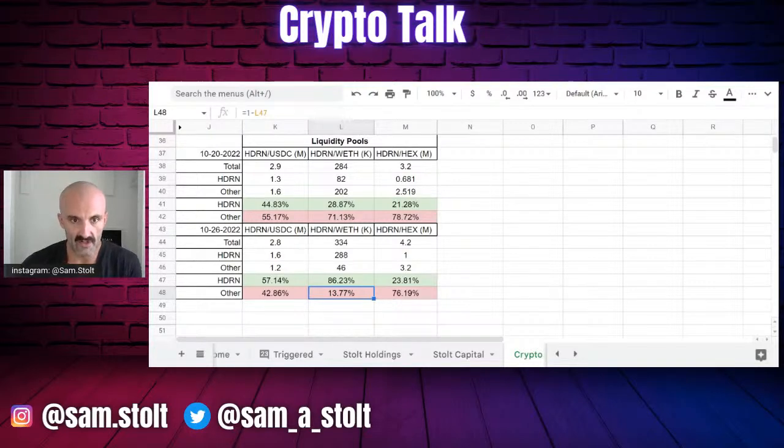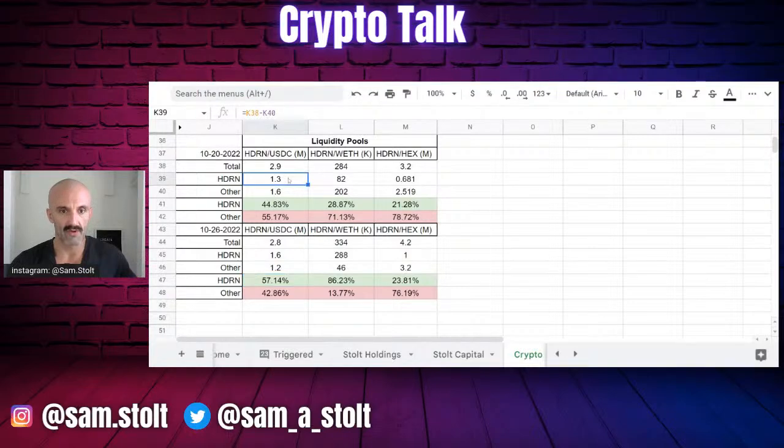We get to see that Hedron is on the lower side, meaning there's less of it in the pool. This pool is pretty small, and this pool has had a 12% or 13% swing, right? From 54% Hedron in the pool to 57% Hedron in the pool, right? So 1.3 million to 1.6 million in this pool here. Pool size has stayed about the same. That means it's been converted from one to the other.